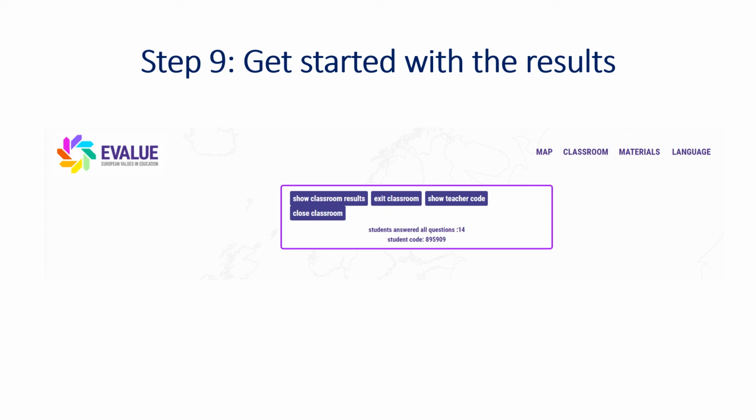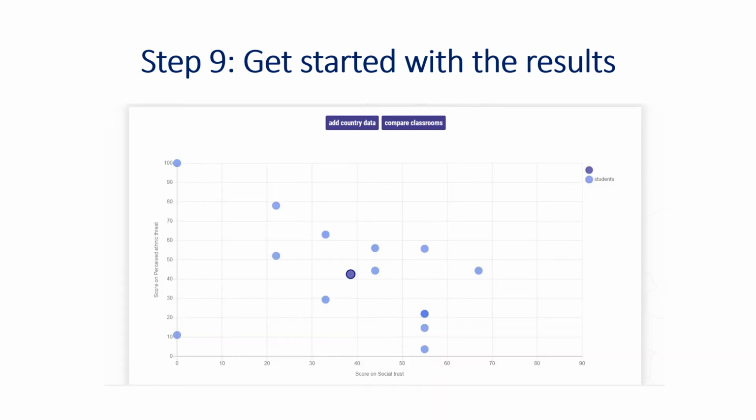In our example, we had 14 students answer the questionnaire. If we then click on Show Classroom Results, we end up with a graph with the results of the class. In the results of the students, you can see that each student is represented as an anonymous light blue ball. The dark blue ball represents the class average.